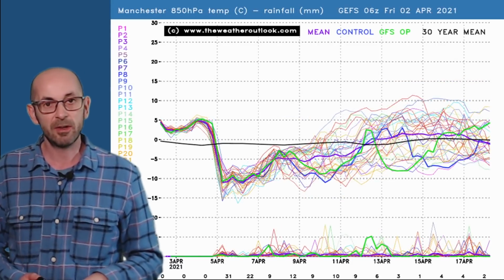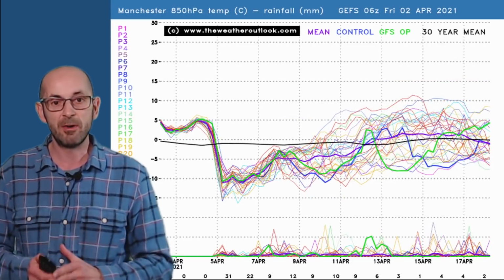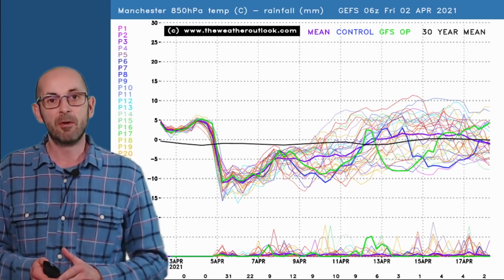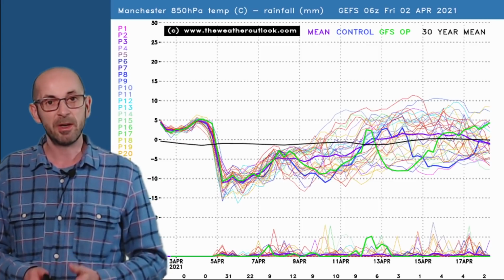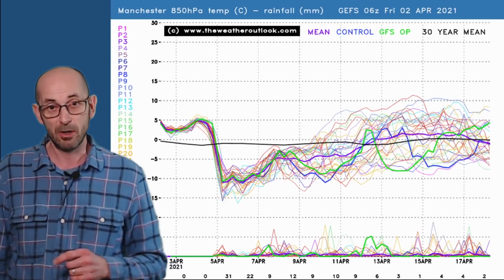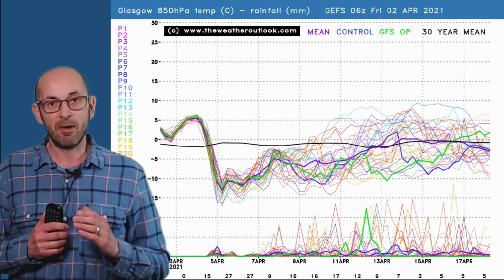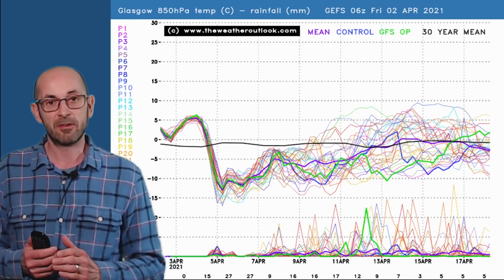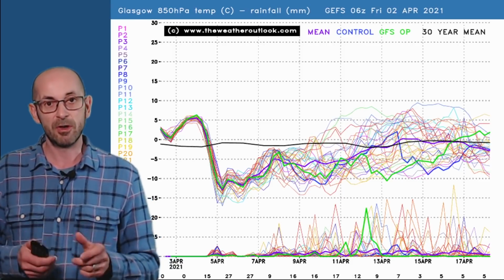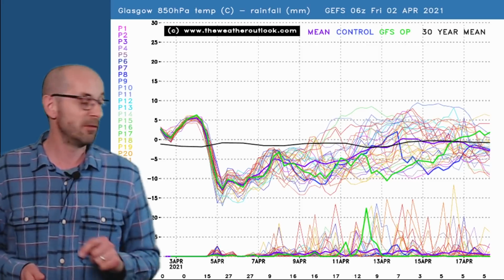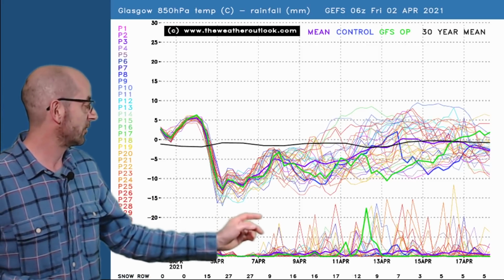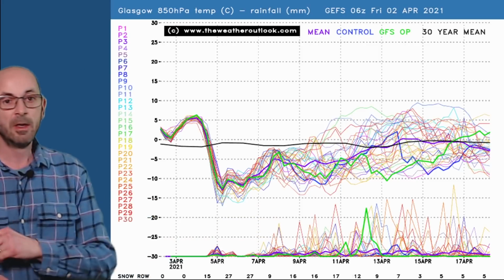Looking at Manchester, it's a very, very similar picture. There are probably more precipitation spikes, but likewise, it's not overly wet. And Glasgow, here, it does look like there's a greater risk of rain or snow, or at least more of it. You can see there's more precipitation spikes appearing there in the longer term.